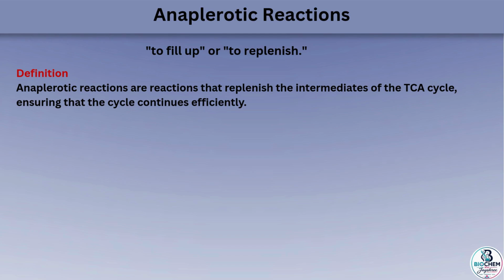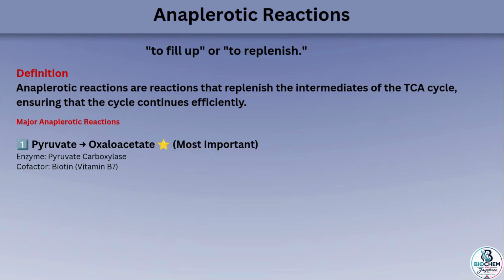Now, let's discuss some major anaplerotic reactions. The most important anaplerotic reaction is the formation of oxaloacetate from pyruvate. The enzyme is pyruvate carboxylase. This reaction requires ATP, carbon dioxide, and biotin as coenzyme. This reaction takes place inside the mitochondria and is activated by acetyl CoA. This is considered the most important anaplerotic reaction because oxaloacetate is the molecule that combines with acetyl CoA to start the TCA cycle.